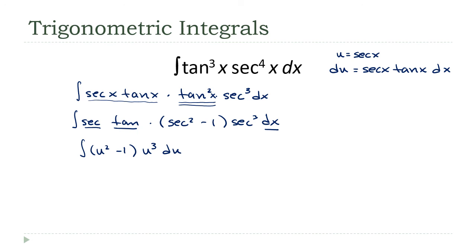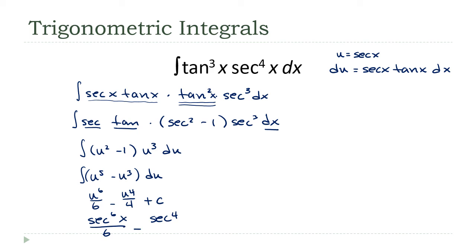And now it feels a lot like the sine and cosine ones. Now it's just a polynomial. So this is the integral of u to the fifth minus u to the third, du. That's u to the sixth over 6 minus u to the fourth over 4 plus the constant, and now just substitute back. Secant to the sixth x over 6, whoops, not plus, minus secant to the fourth x over 4 plus a constant.